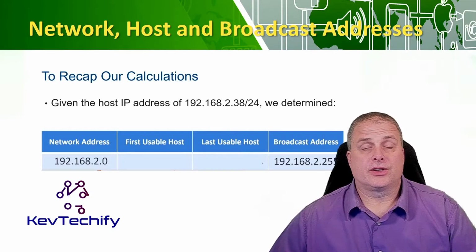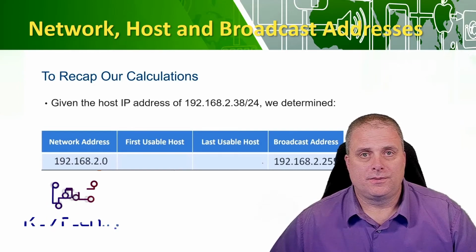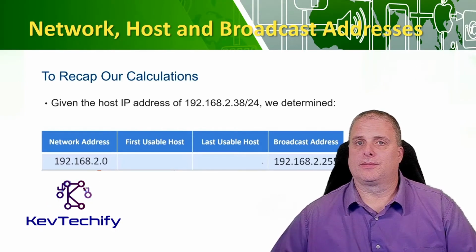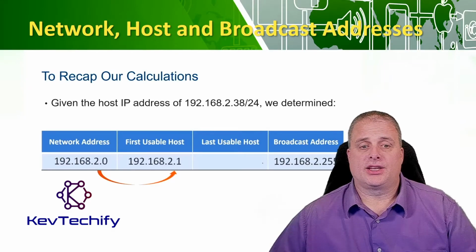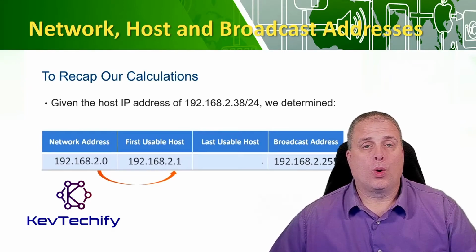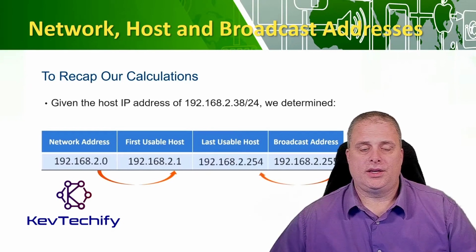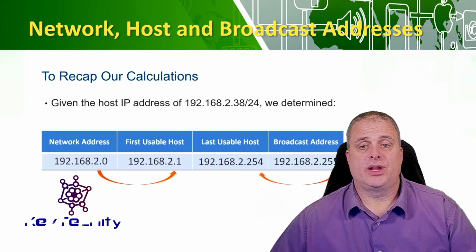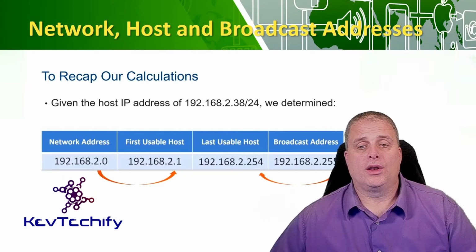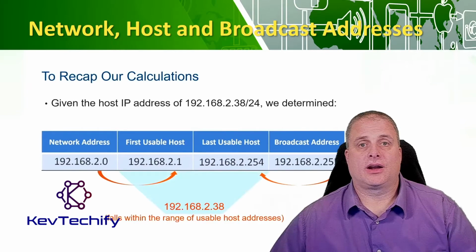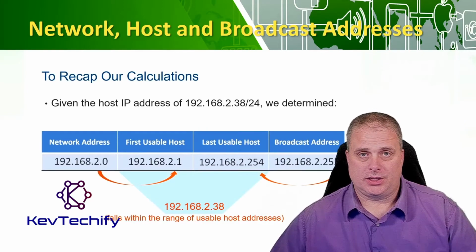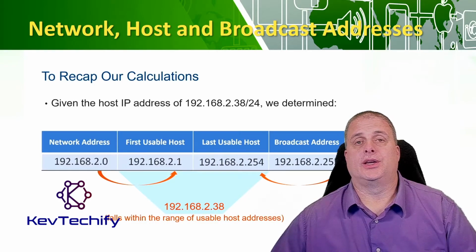Again, keeping the network portion the same, but changing the host portion, we determine the usable host range for assigning IP addresses to devices on this network, which is 192.168.2.1, which is one more than the network address, and 192.168.2.254, which is one number down from the broadcast address. You can see that our original host IP address falls within this range.